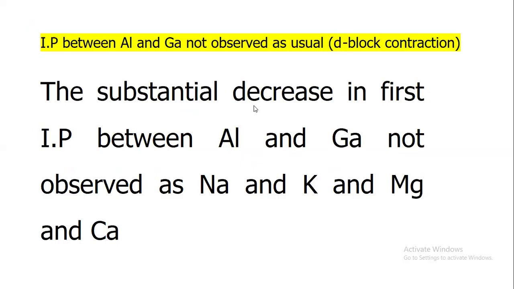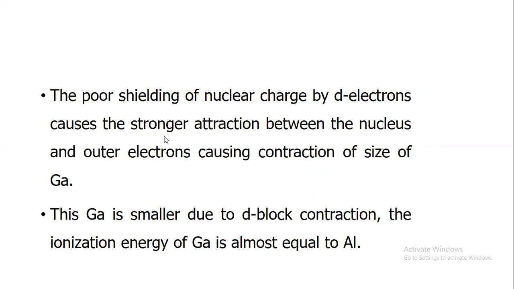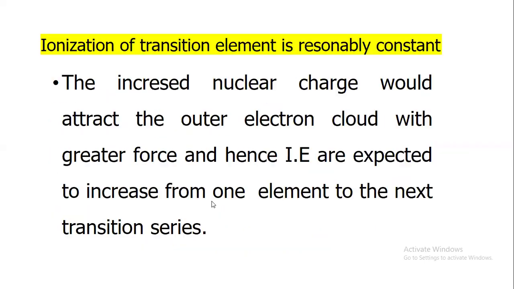D-block contraction: a substantial decrease in the first ionization potential is not observed for aluminum and gallium, as it is for sodium, potassium, magnesium, and calcium. Gallium has 10 d electrons in the penultimate shell, which are less effective in shielding the nuclear charge. The poor shielding of nuclear charge by d electrons causes strong attraction between the nucleus and outer electrons, causing contraction in the size of gallium. This gallium is smaller due to d-block contraction, and the ionization energy of gallium is almost equal to aluminum.